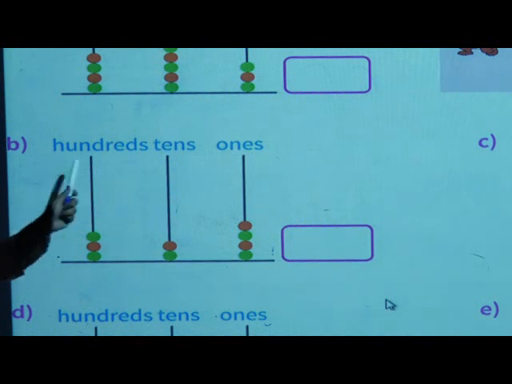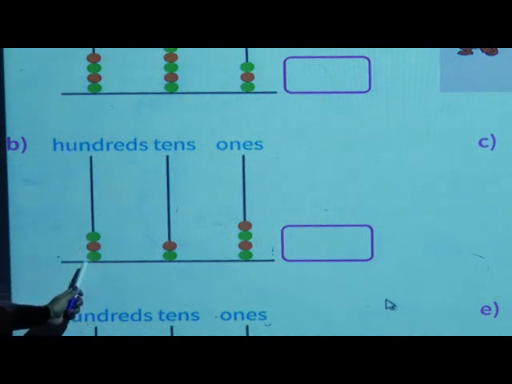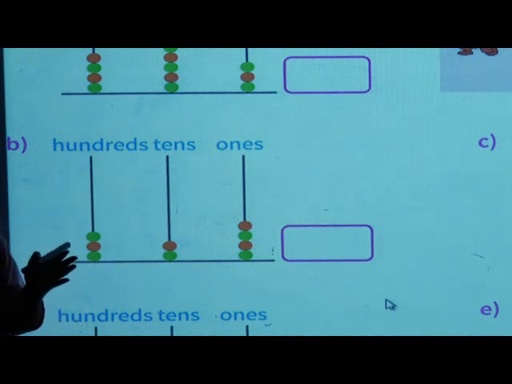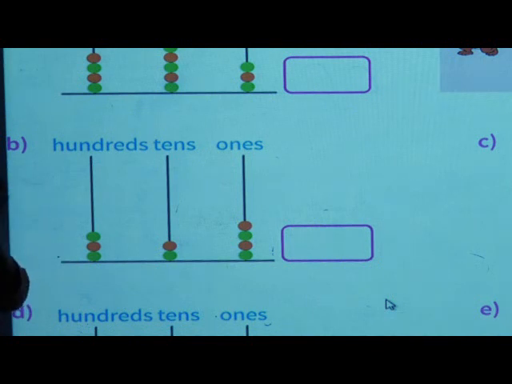Now B1. Hundreds, tens, ones. First come on, count with me. 1, 2, 3. How many hundreds are there? 3 hundreds. 3 hundreds means what? Yes. 3 hundreds means 3 boxes of hundreds will be there. We have seen in the previous lesson, and even I have shown you the boxes in the teaching aid. Like that, 300 means 3 boxes of 100 strips.